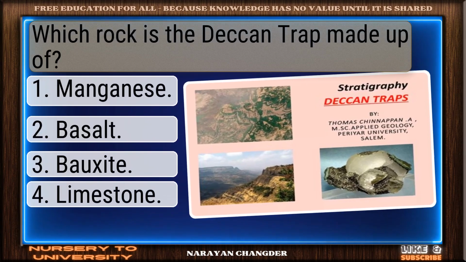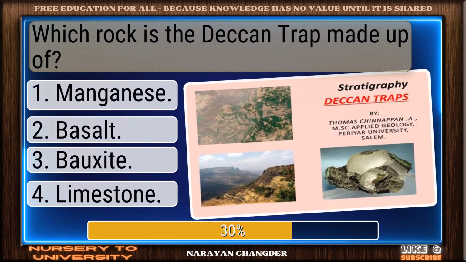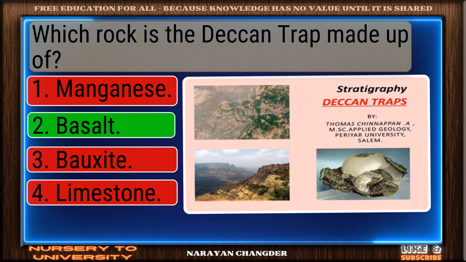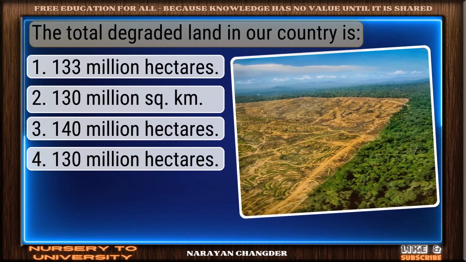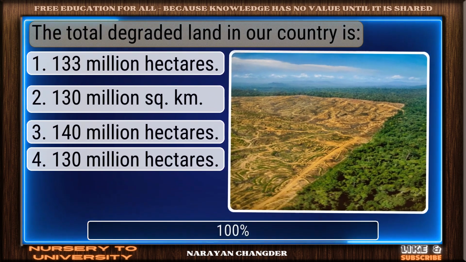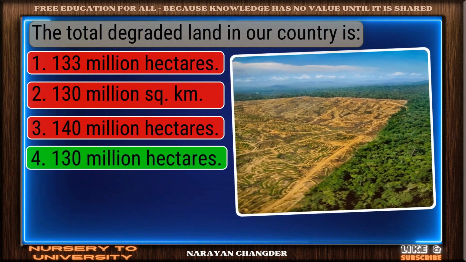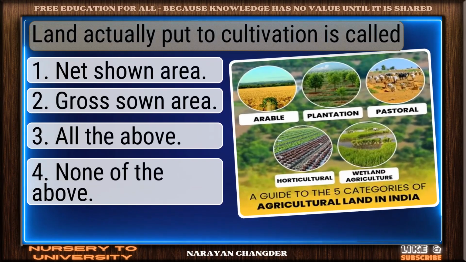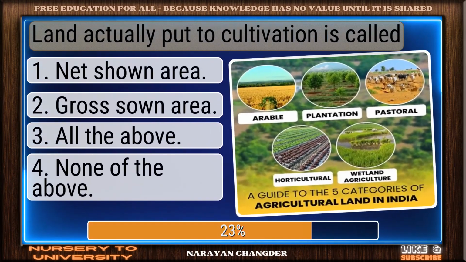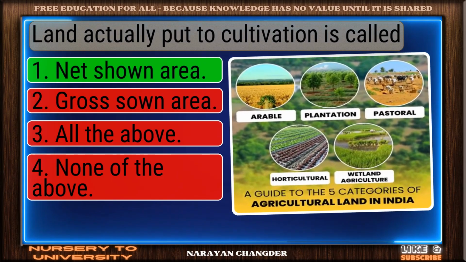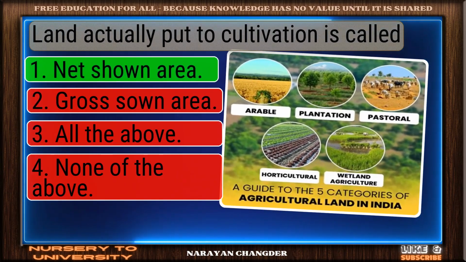Which rock is the Deccan Trap made up of? Good job. Basalt works well. The total degraded land in our country is? Right again. 130 million hectares is valid. Land actually put to cultivation is called? Right choice. Net sown area is best.